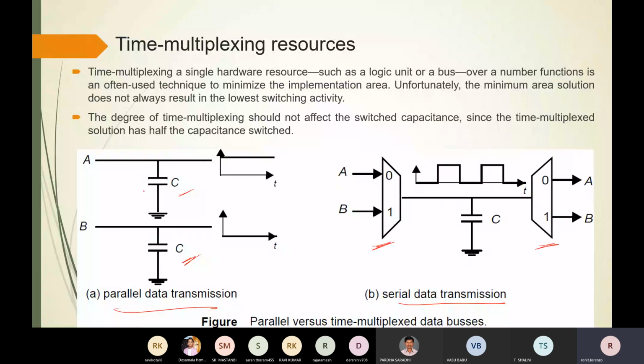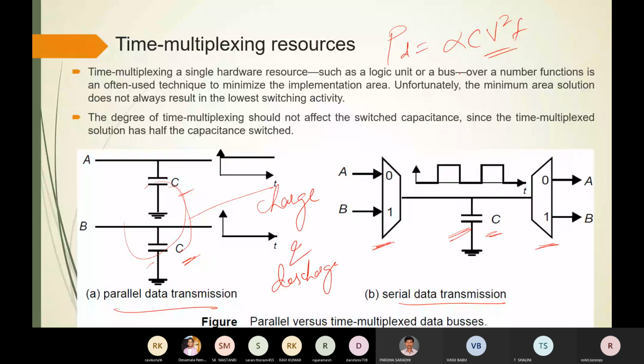In the parallel transmission there are two capacitors associated here, and here there is only one capacitor. When the data transfers, these two capacitors will charge and discharge, charge and discharge, and because of this transitions will happen. Again here only one capacitor will charge and discharge. So switching activity in the parallel case will be more. As we know the formula, P dynamic = alpha C V square F, so transitions in this case will be more. You can see the power dissipation in parallel transmission is more as compared to serial data transmission.